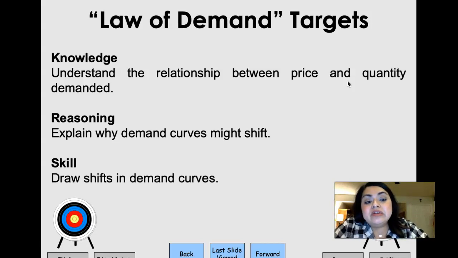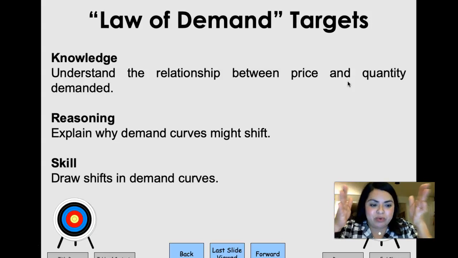Now, today we're specifically just looking at demand, and I want you to focus on the relationship between demand and price. This is pretty straightforward. If the price falls, the demand goes up. And if the price goes up, the demand falls. Pretty simple and straightforward. I'll explain a little bit further on the next slide.